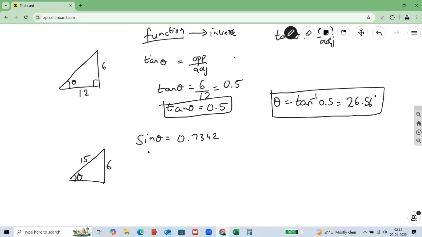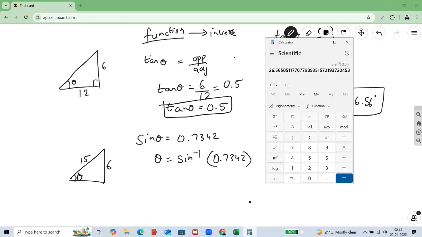Because sine theta means opposite by hypotenuse, sine theta is 6 by 15. When you do 6 by 15, you get 0.73. When I have got this, how do I find theta? It is nothing but sine inverse of 0.7342. I take the sine inverse function of this, and I get 47 degrees.